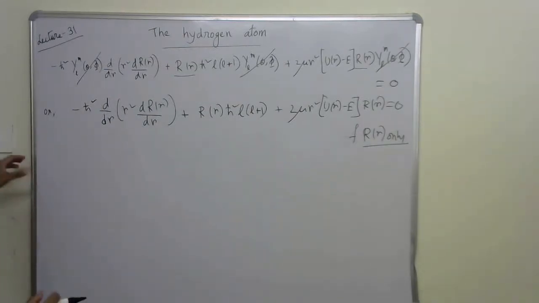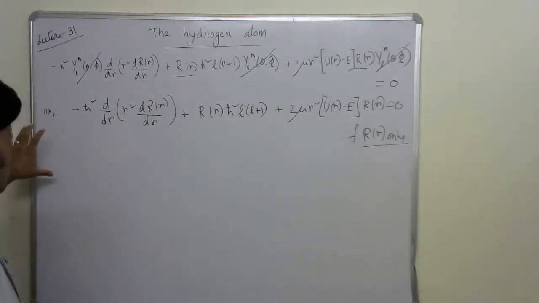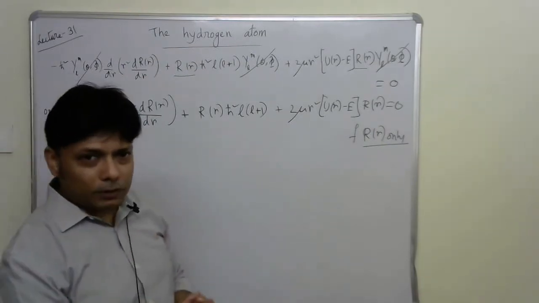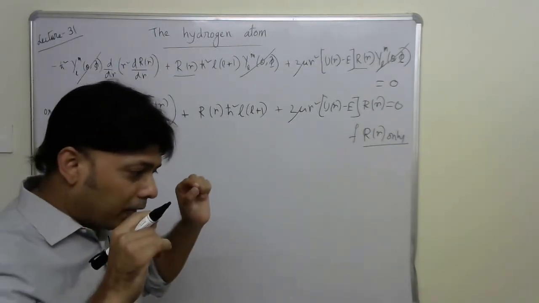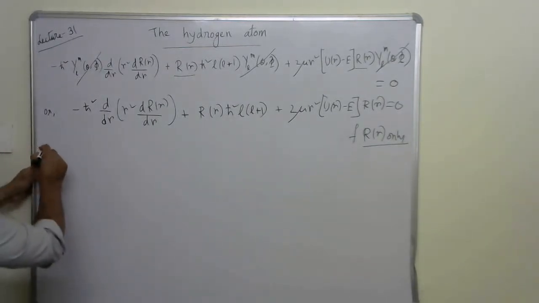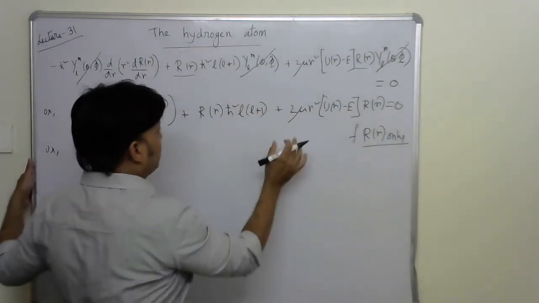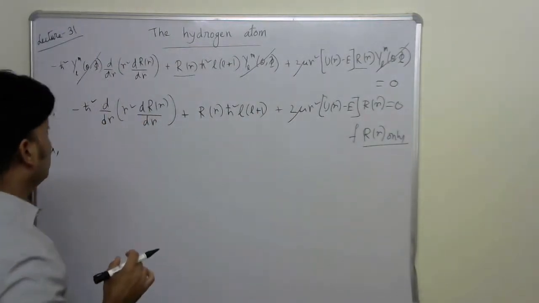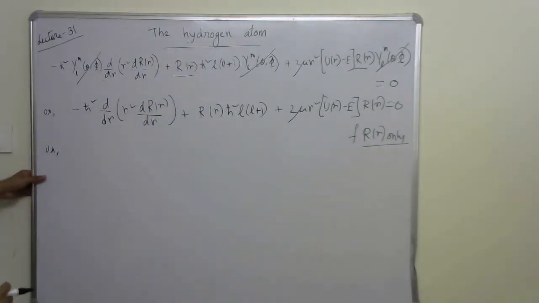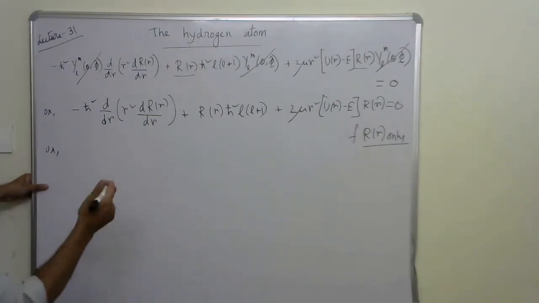In some textbooks this equation is modified a little bit to resemble a standard form. What modification they do is, once again, they divide the left hand side by this 2 mu r square. If they do that, it looks something like this.